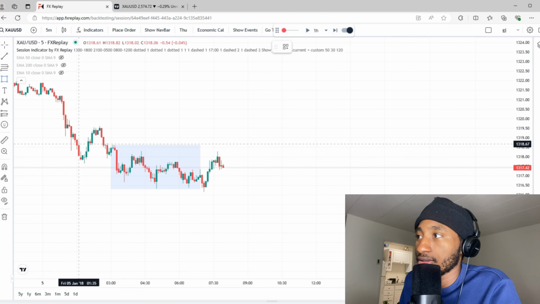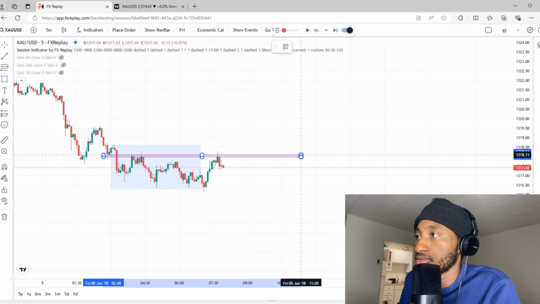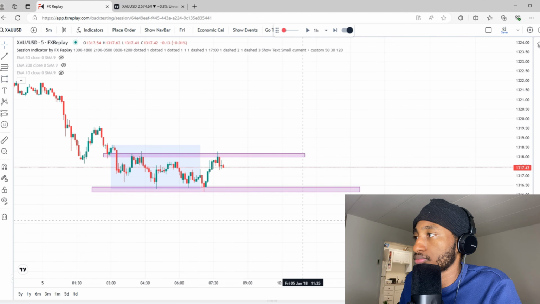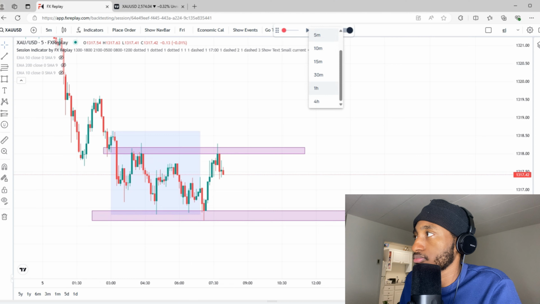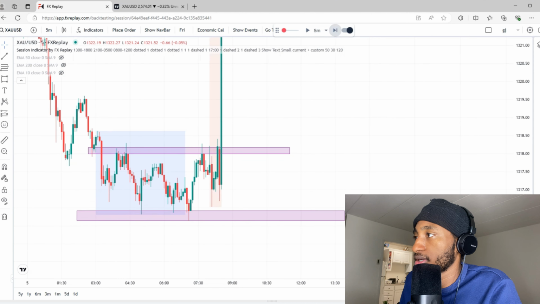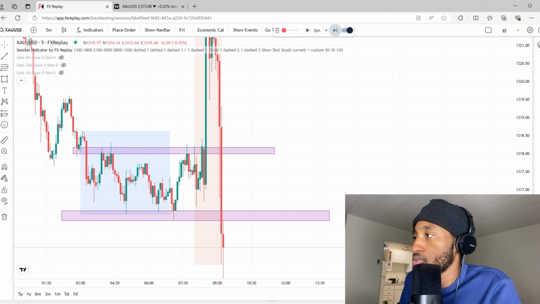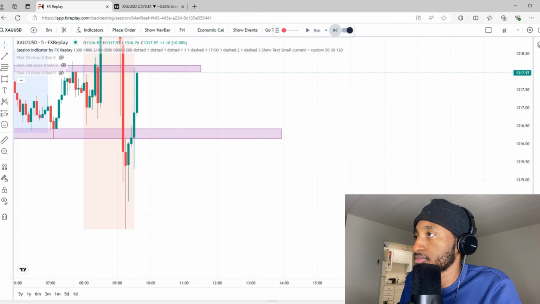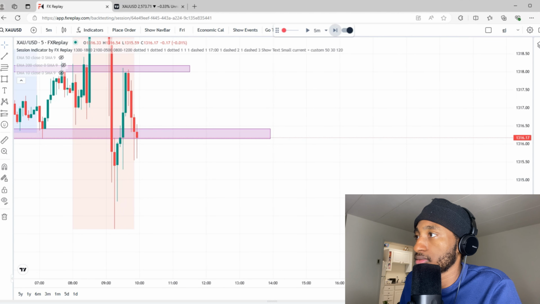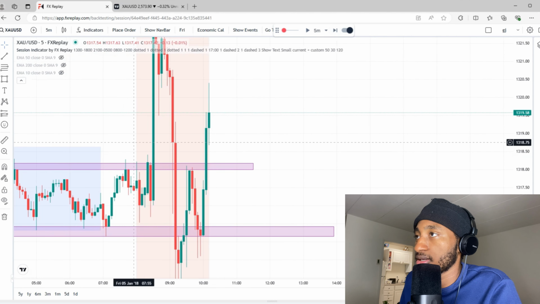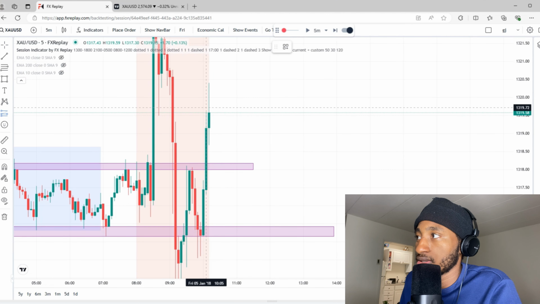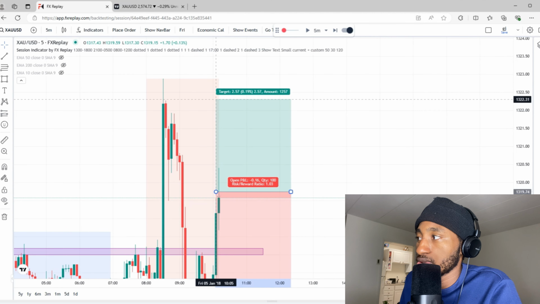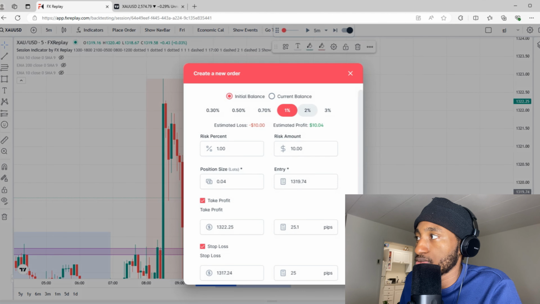All right, we're right here. We're gonna draw our zone. Wait for breakouts and retest. Whoa, that's crazy. Okay, market breakout. So we're gonna enter a trade right here. Put stop loss below our wick. Aim for one-to-one. Place the order. So we're gonna do 2%.